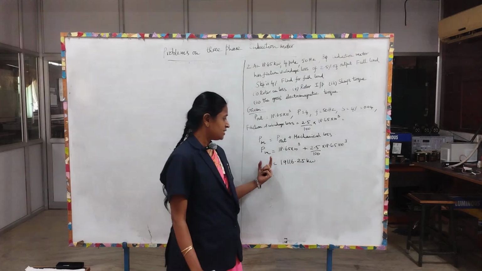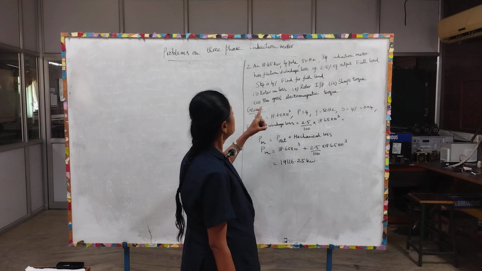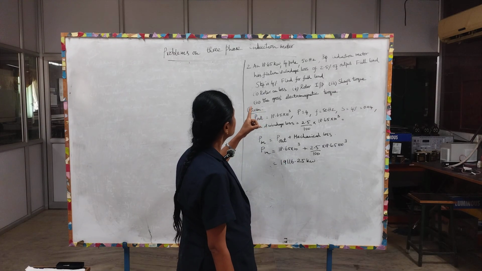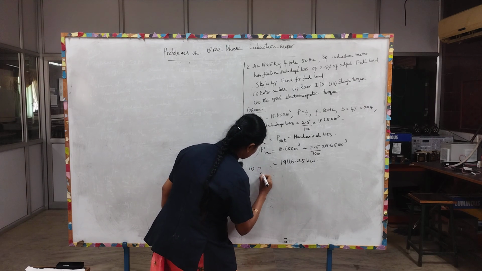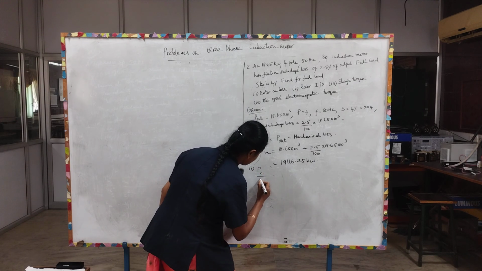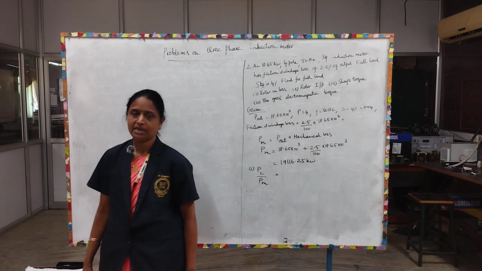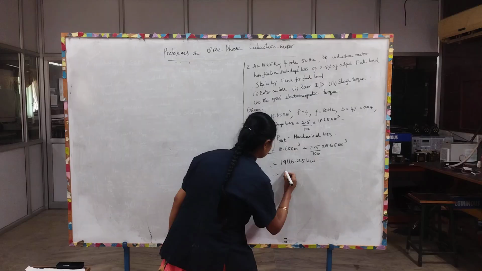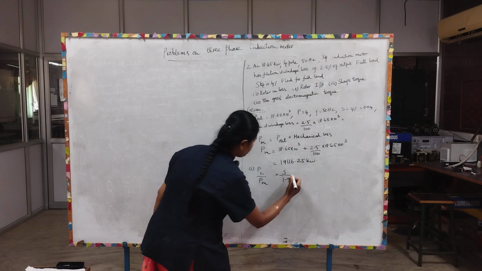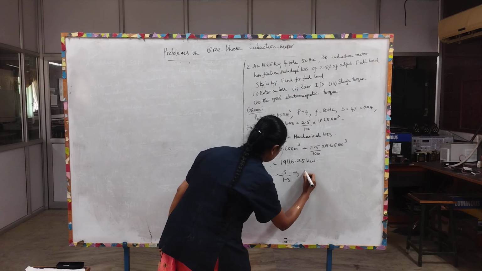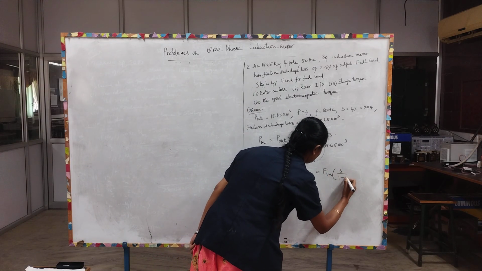So this is the gross mechanical power developed that we have calculated, and we have to calculate the rotor copper loss. That is our first division. So PC we have to calculate. So PC by PM, we have the formula: PC by PM equal to S by 1 minus S. So we have found PM. So from that we can calculate PC equal to PM into S by 1 minus S.